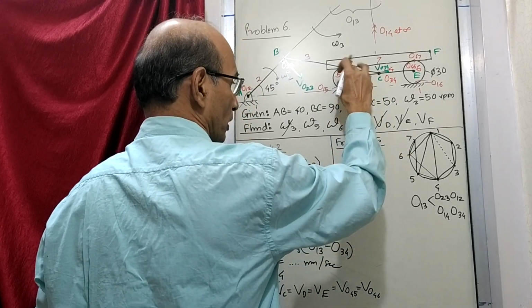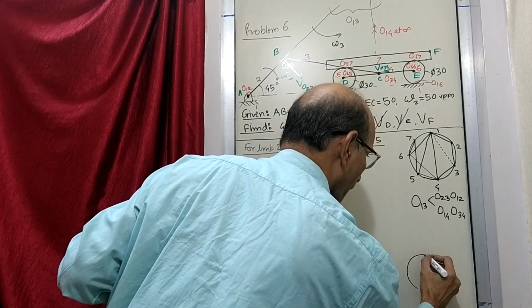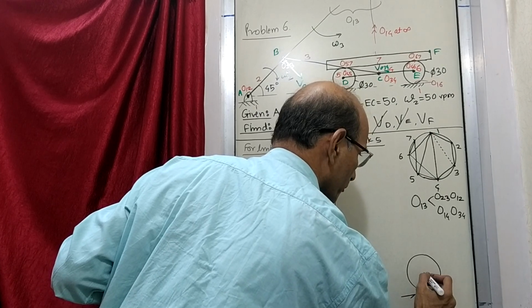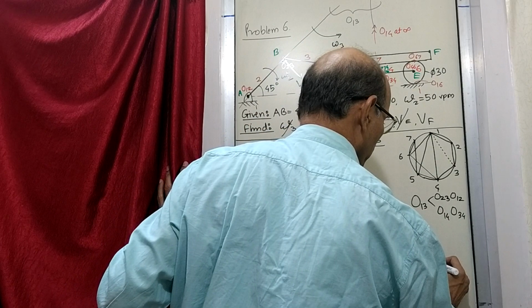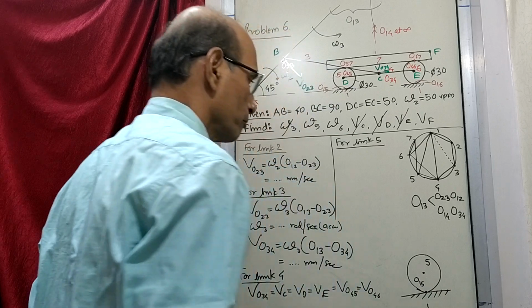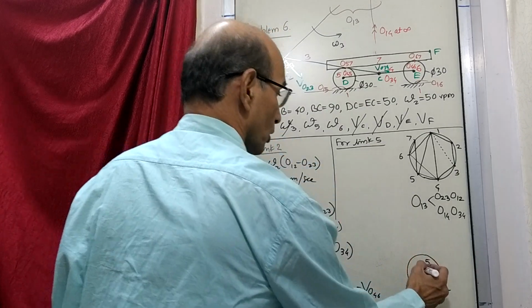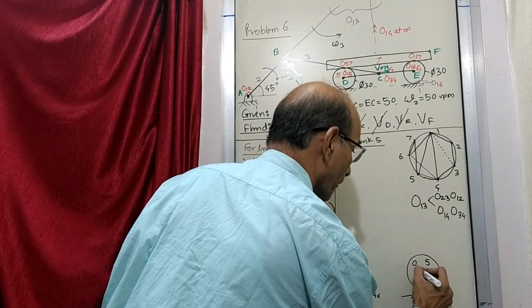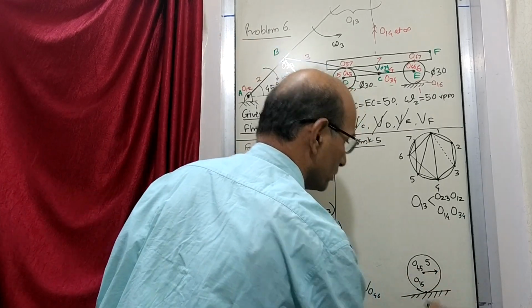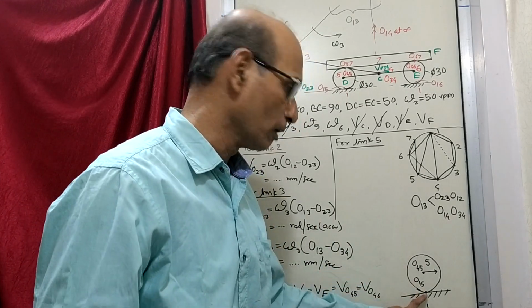Consider link number 5, which is a roller. Now this roller, I'll draw here. This is a roller. Number is 5. This is 1 and this is O15. One of the points here is 5 and we know the velocity of this point, which is 4,5. So this is 4,5, this is O15, and you know the velocity of O45.